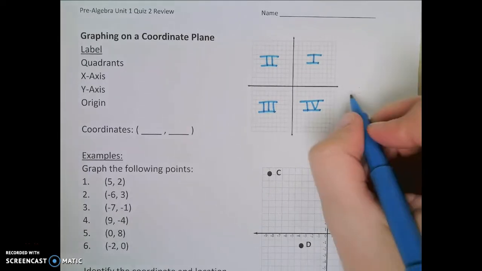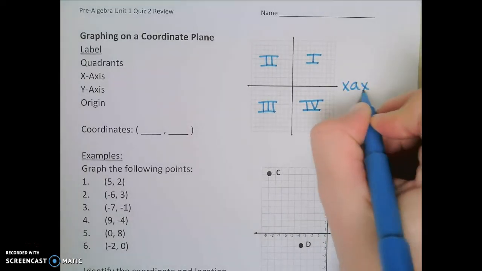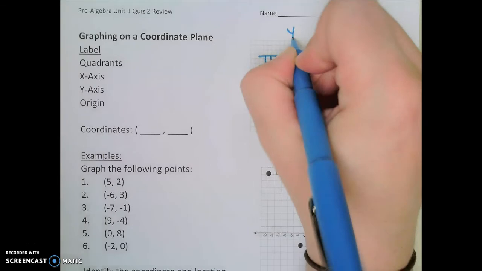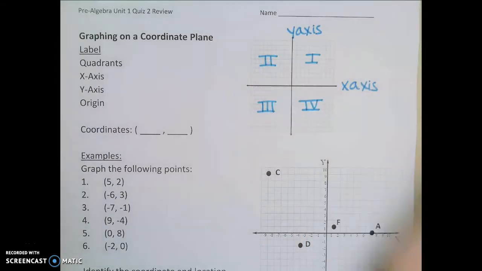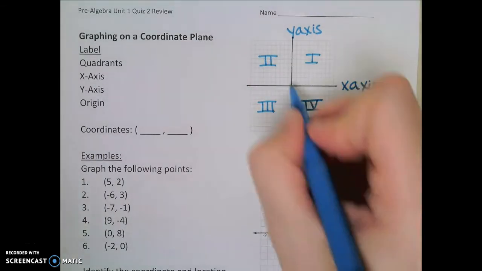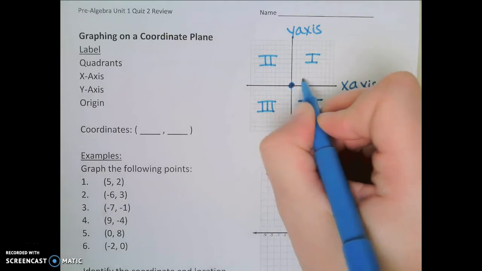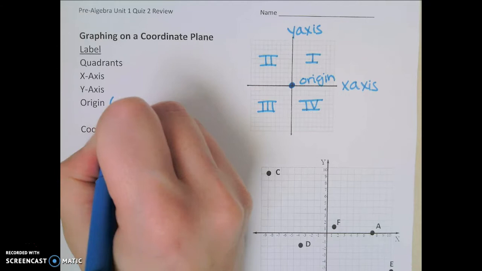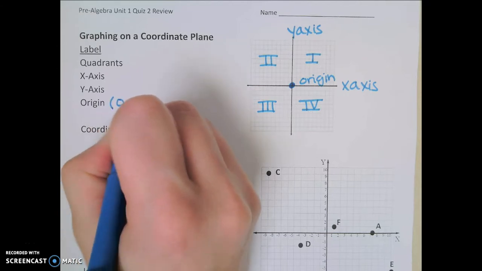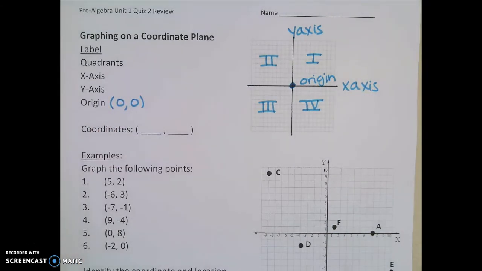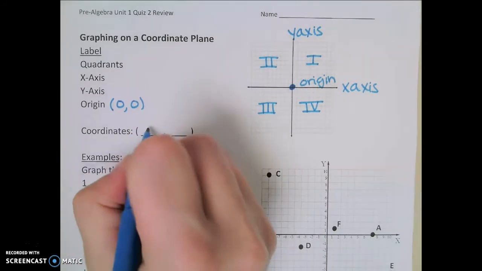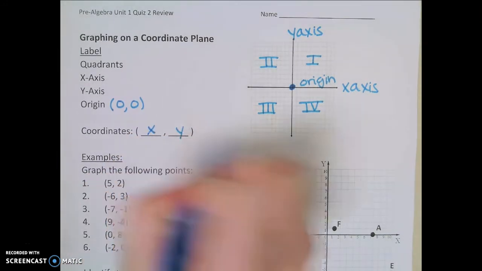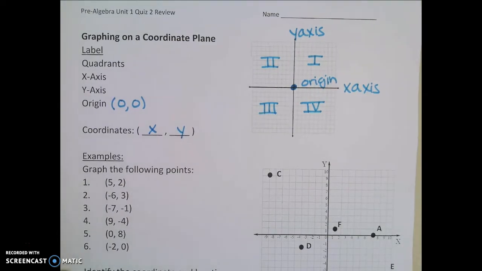We're also going to label the x-axis, which is horizontal, and the y-axis, which is vertical. And then the origin is in the middle. You'll remember from the notes that the origin has a value of (0, 0). Okay, another note is that when you write coordinates, the x value comes first and then the y value, and it has to be in parentheses.